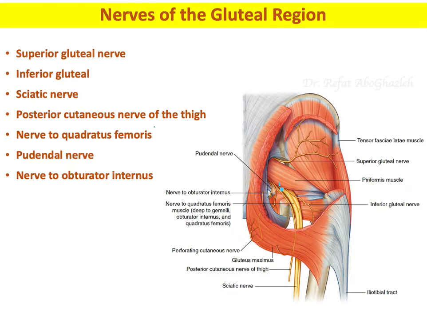That means it passes anterior to these muscles, so you cannot see it from here until, as you see here, it reaches the quadratus femoris, right? So these, of course, in addition to the posterior cutaneous nerve of thigh. So these are the 7 nerves in the gluteal region.